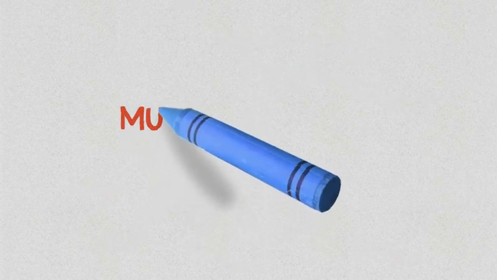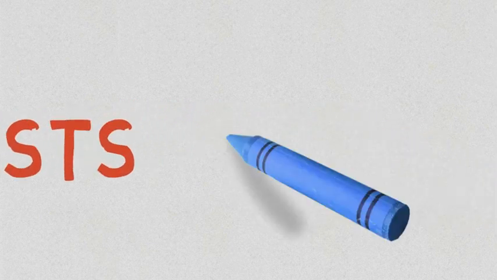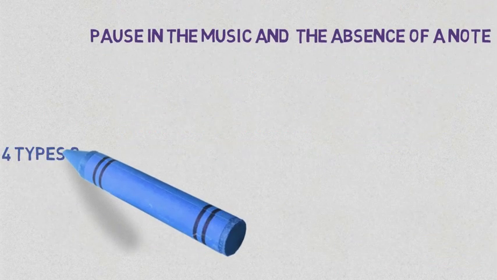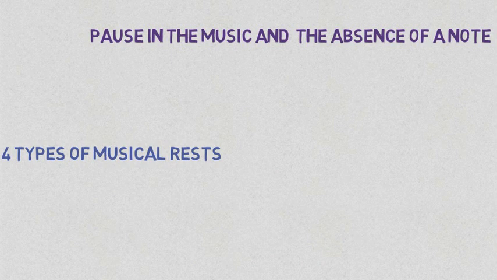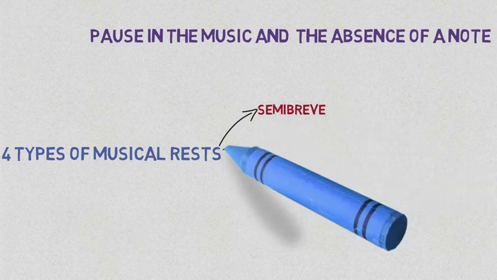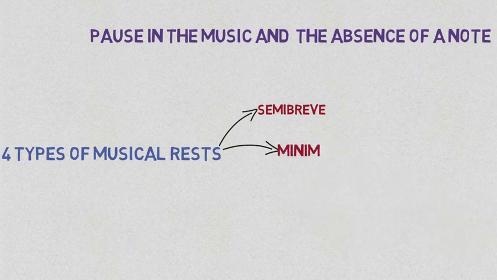Now we're going to look at musical rests. A rest is a pause in the music with the absence of a note. And today we're going to look at 4 types of musical rests, and they have the same names as their note counterparts. So we have the semi-brief rest, the minim rest, the crotchet rest, and the quaver rest.